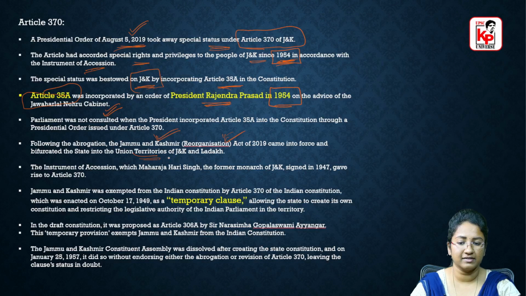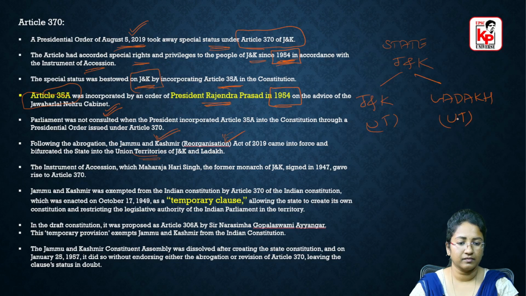Right. So following the abrogation or dilution of this article, the Act of 2019 came into force and bifurcated the state into the union territories of Jammu and Kashmir and Ladakh. So till then, Jammu and Kashmir was a state. After the 2019 presidential order, it became the Union Territory of Jammu and Kashmir and the Union Territory of Ladakh, right?